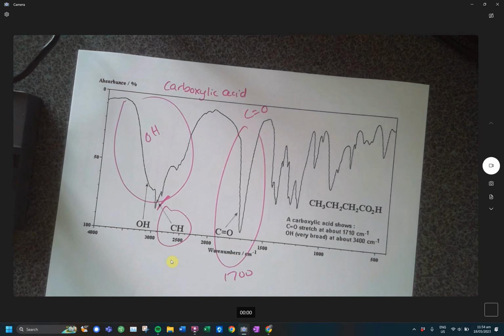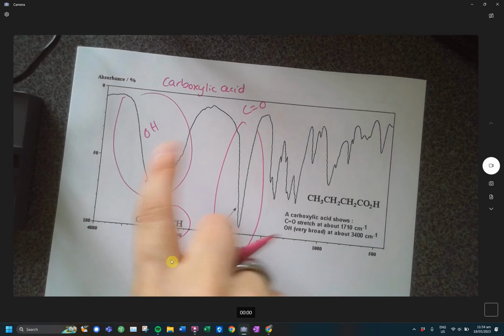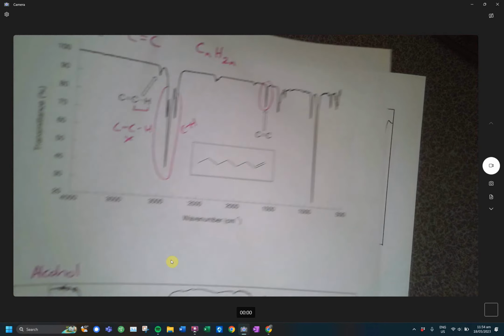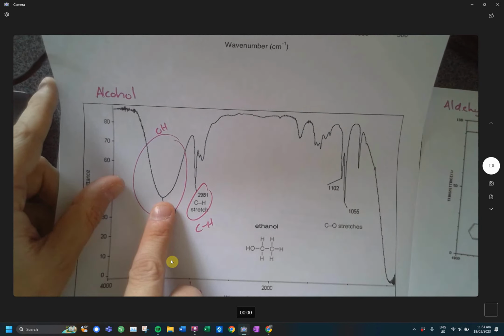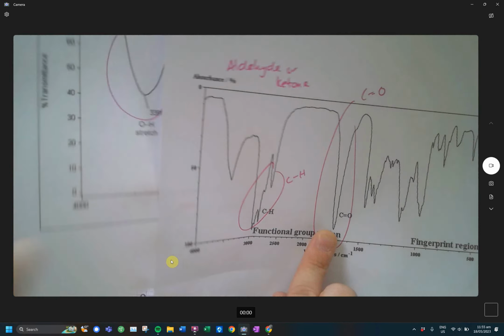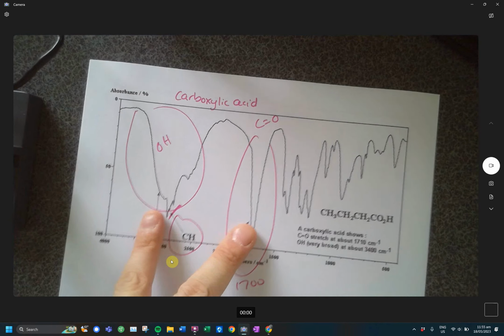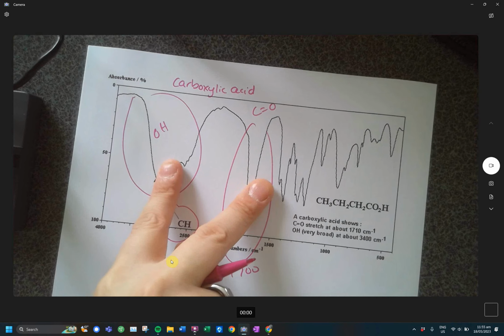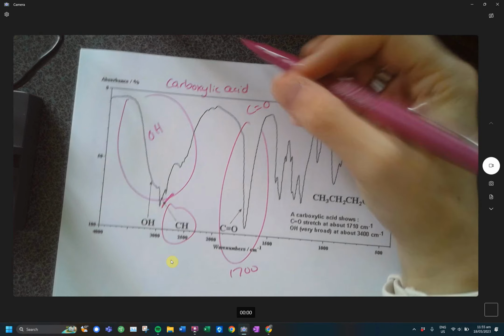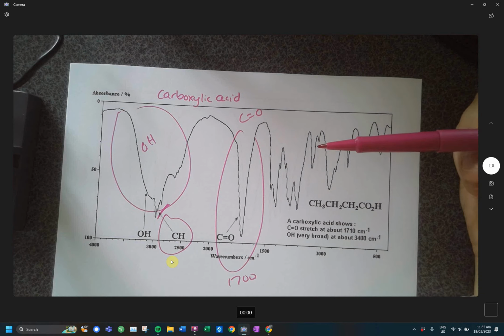You can see what's happening here is that this spectra looks like a combination between the alcohol and the carbonyl from the aldehyde. So that's how we can see that there's two functional groups there. Not two functional groups, there's two markers on the IR spectra, the OH and the carbonyl.